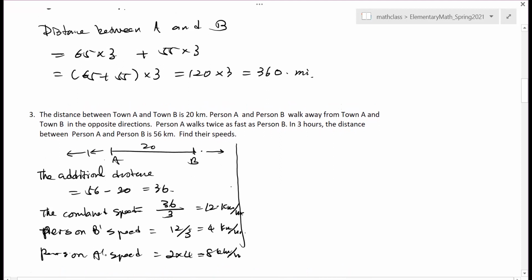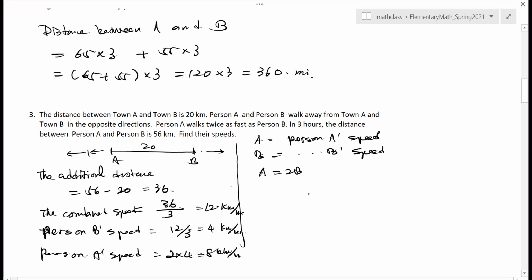Now, if you do not want to use this kind of picture to solve the problem, and just want to use equations, how do you do that? Well, the speed for A we denote by A, person A's speed. B is person B's speed. So those are 2 unknowns. But first we know that A equals 2B because A is double, right?